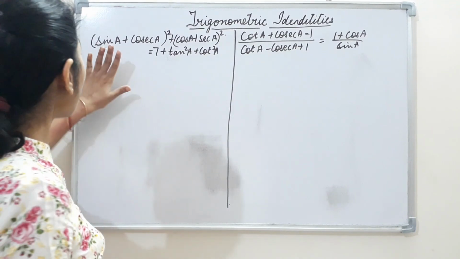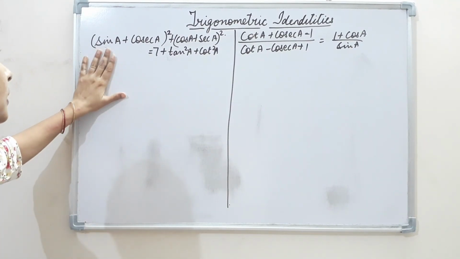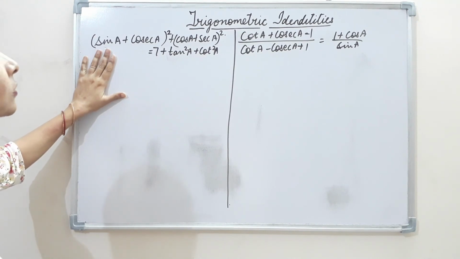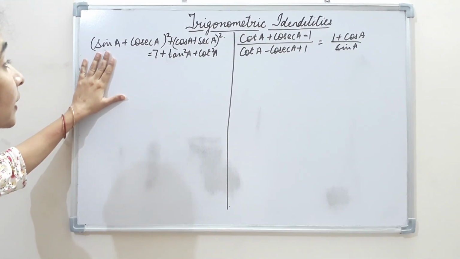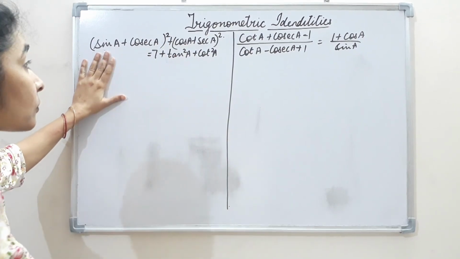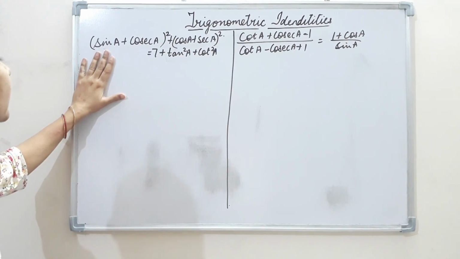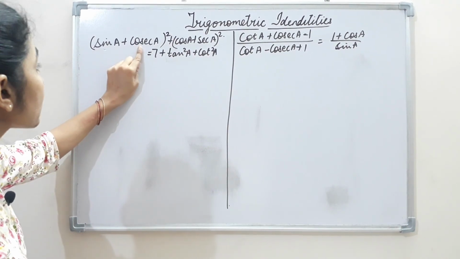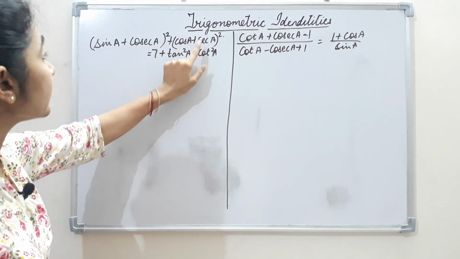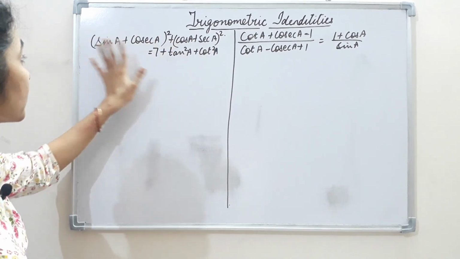Yes, so here we are with the other identities, and those are sin A plus cosec A whole square plus cos A plus sec A whole square, and we are supposed to prove it as equal to 7 plus tan square A plus cot square A. Now here we know that there is the identity related to cosec A and cot A and sec A and tan A. So we won't make any changes here.